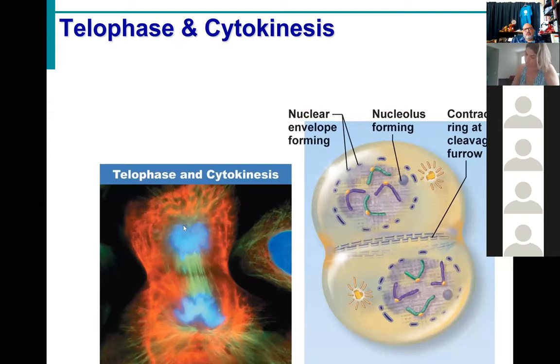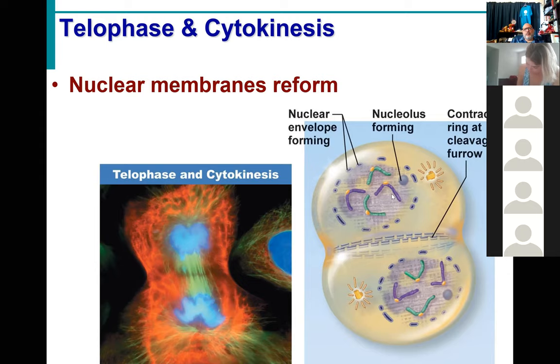then telophase occurs. Notice we start to see a loose cloud of chromatin again. We're no longer able to see the individual strands that are tightly packed. They're starting to be condensed down into a nucleus. The nuclear envelope is starting to reform. And notice, as we're loosening up the chromatin, now a nucleolus can start to reform. We can start making proteins again.